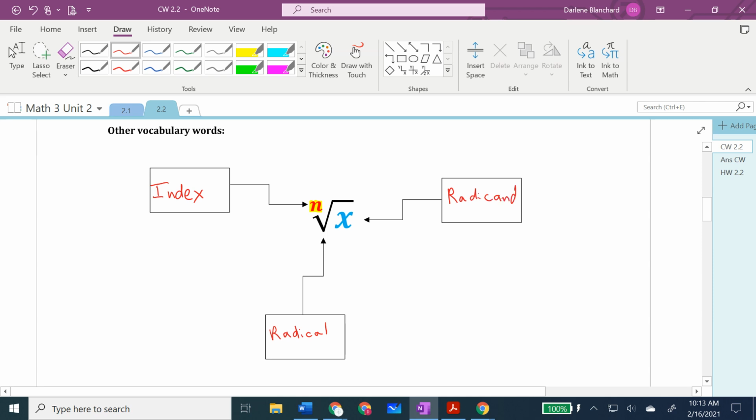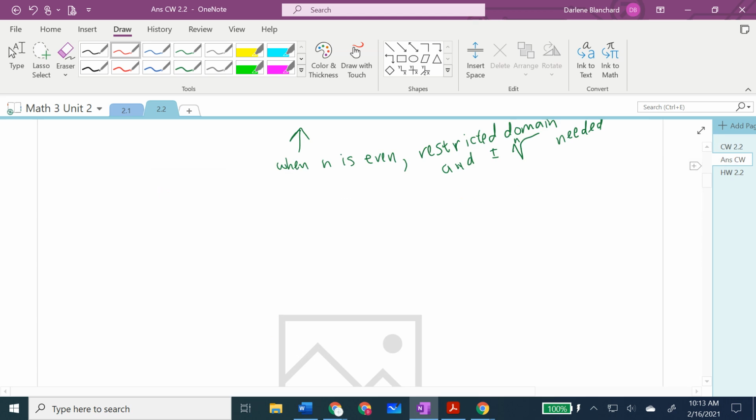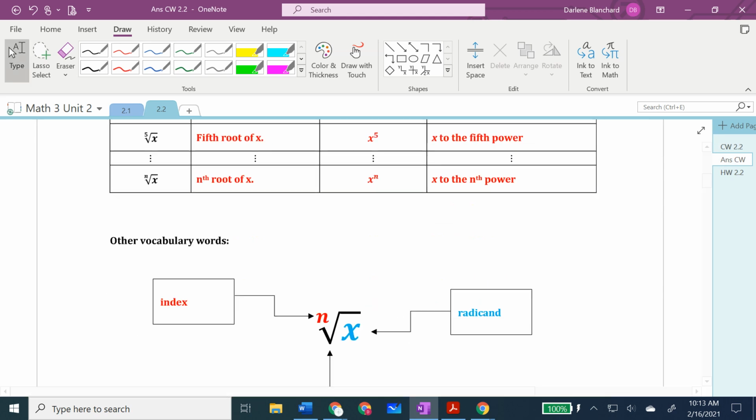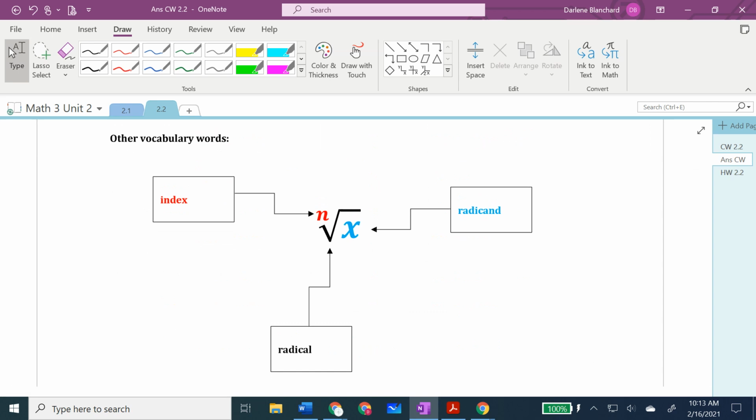And I'm going to move over to the answers. I have them color-coded to help. So you can see the color-coded version. The radicand is anything that is in the root. All right.